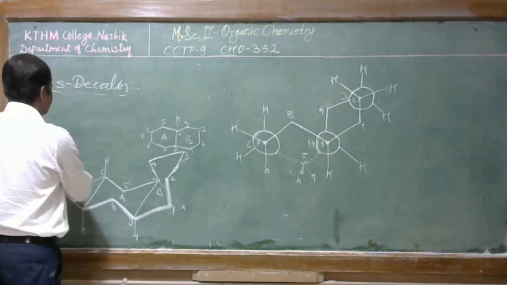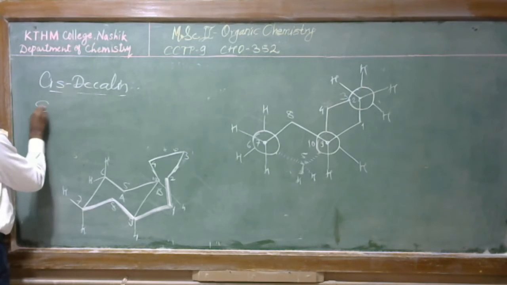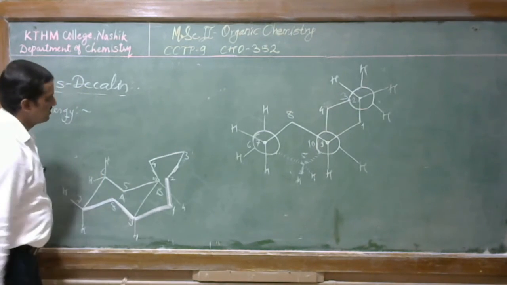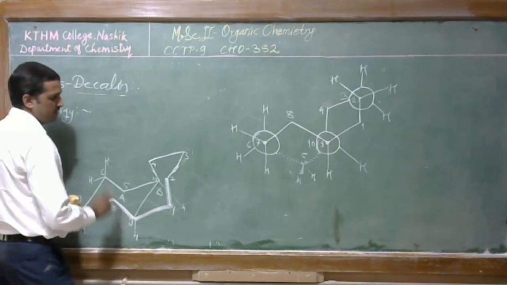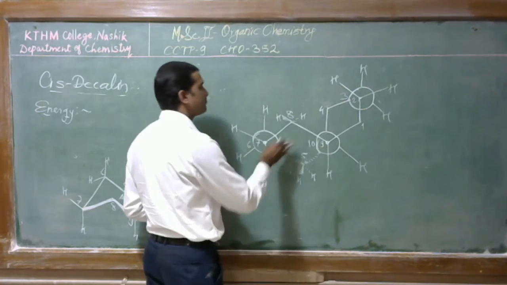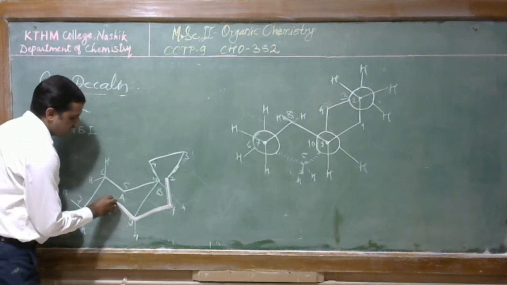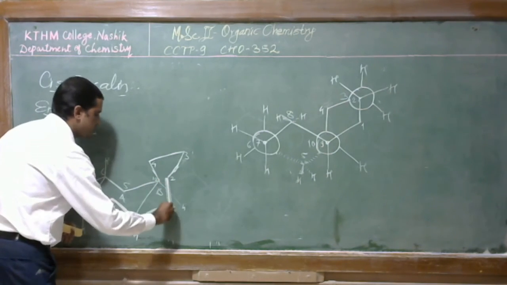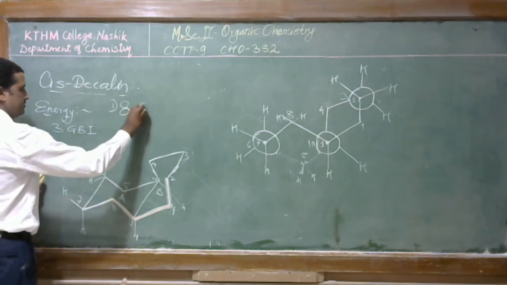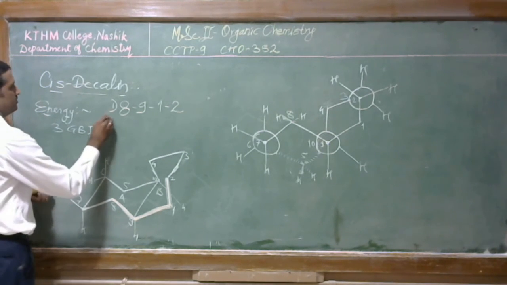But this cis decalin is slightly unstable, less stable than the trans decalin system because of the energy content. Remember the energy content of this conformation. When we look towards this Newman projection, we observe that there are three gauche-butane interactions, observed as C8, C9, C1 and C2 carbon. First gauche-butane interaction: carbon number 8, C9, C1 and carbon number 2. This is the first gauche-butane interaction.